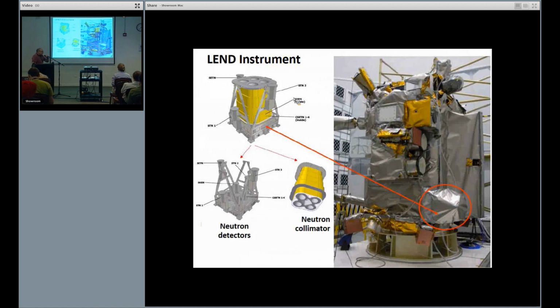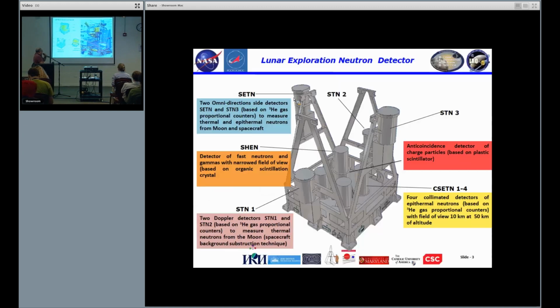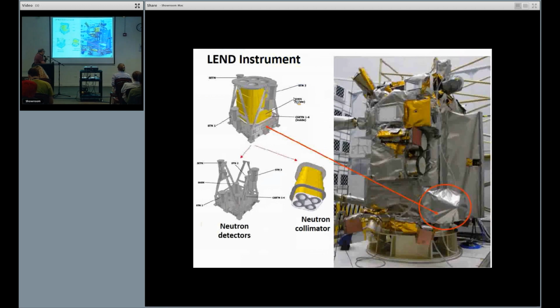This morning there was a talk presented by Bill Boynton, and in this talk he gave a very good description of the LAND detector. This is our detector, hidden in this lower right corner, and it's the heaviest detector on board LRO, 22 kilograms, and most of it comes from the collimator, which is filled with boron.